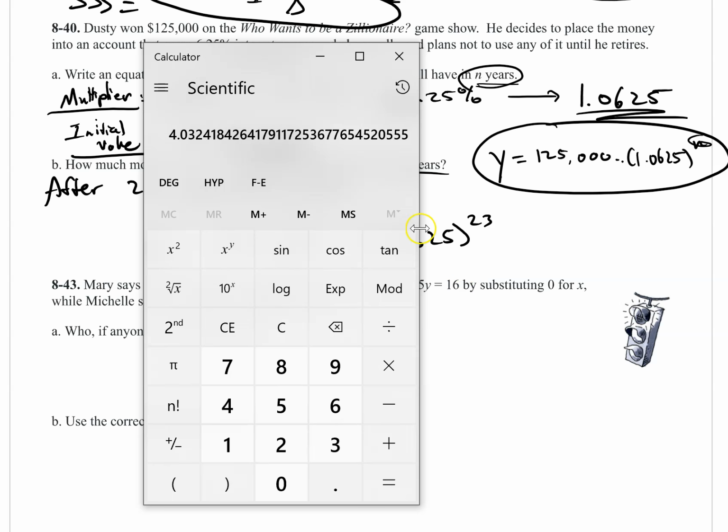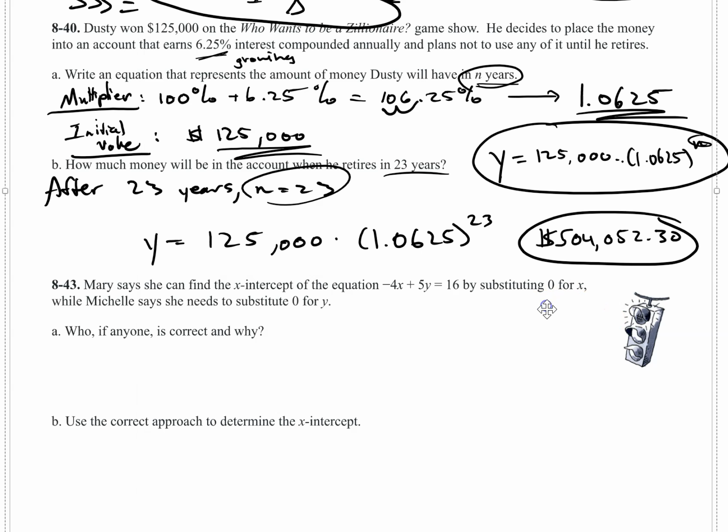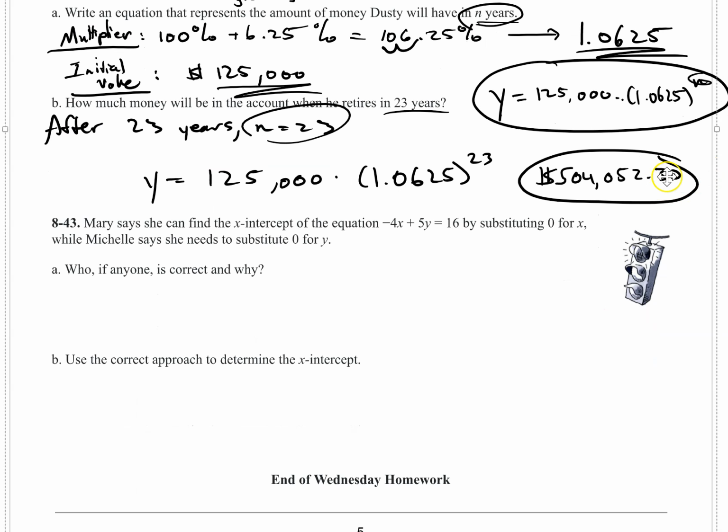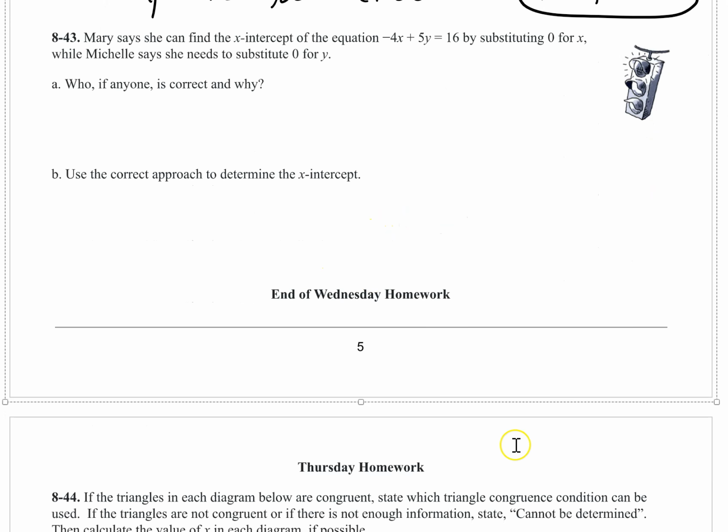Okay, so you do it to the power 23, and then you multiply it by how much money there was to start. So it looks like he's going to have $504,052.30. And we're going to round to 2 decimals because this is money. And let's do 43. So since I did that whole one, I'll let you work on 43.